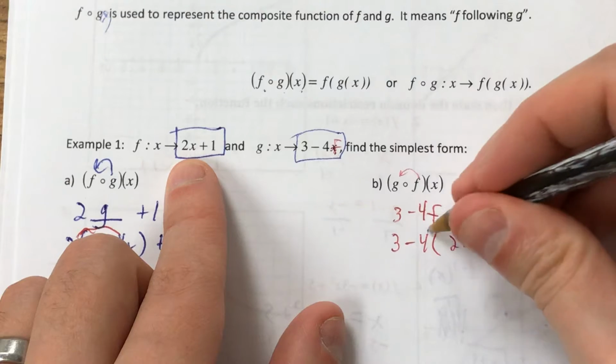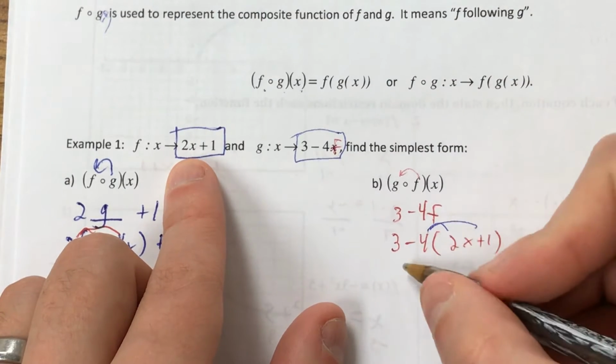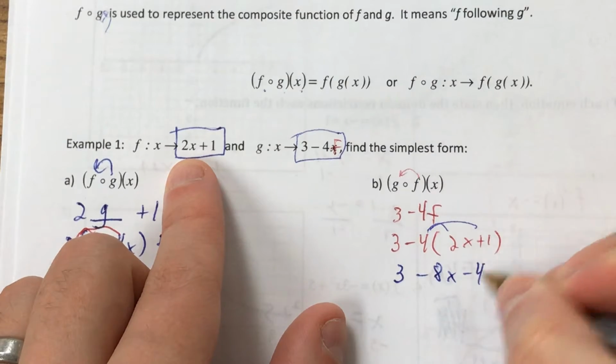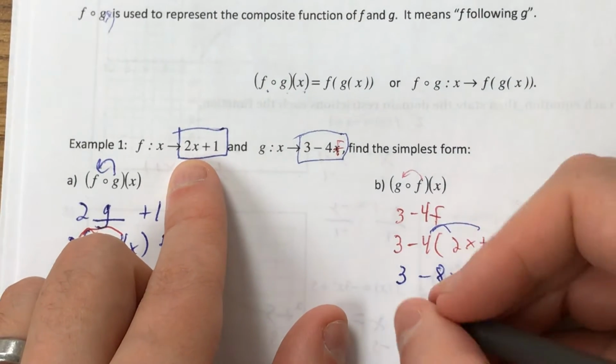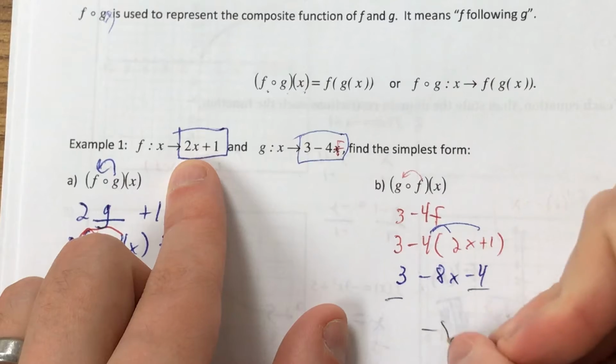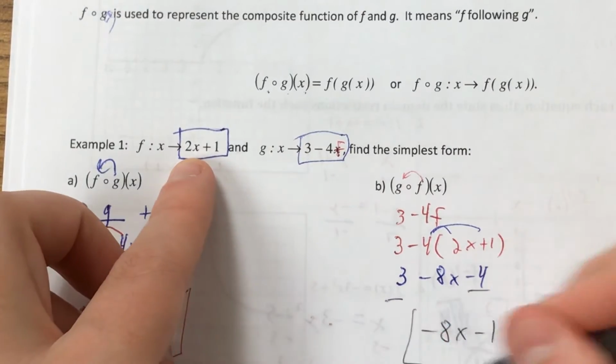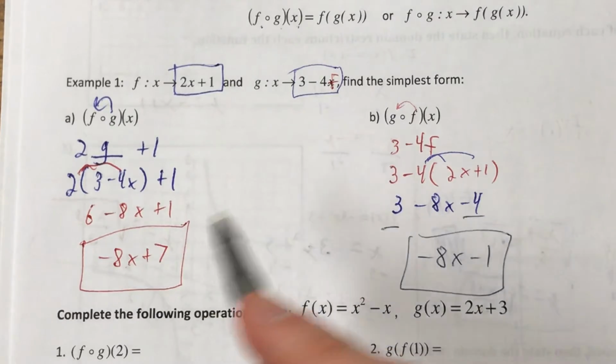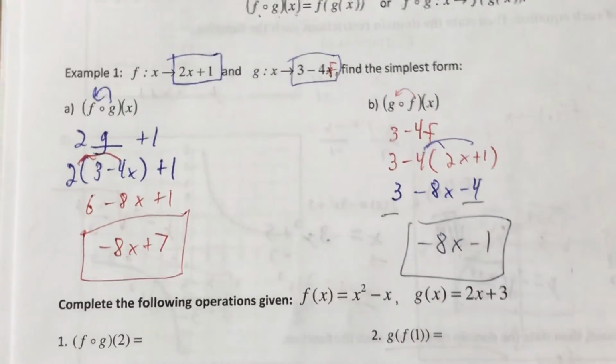And you would once again have to distribute. Make sure you're distributing a negative 4. So that would be a minus 8x minus 4. And if you combine like terms, the 3 and the minus 4, that's a minus 1. So do note that they are different. They will be different most of the time.